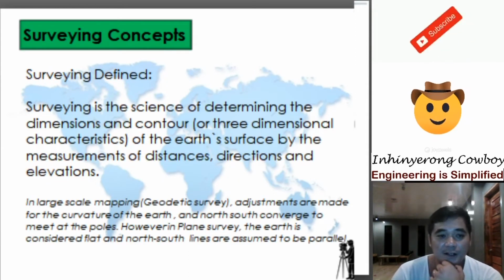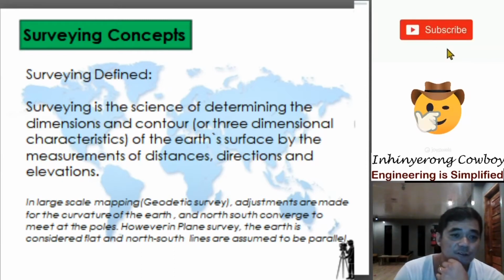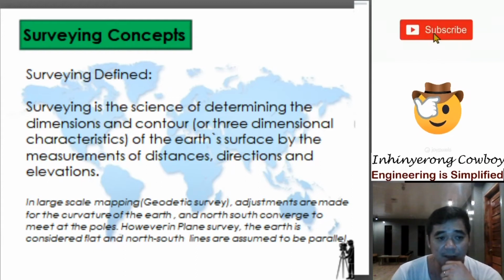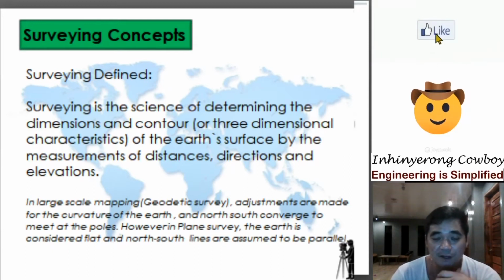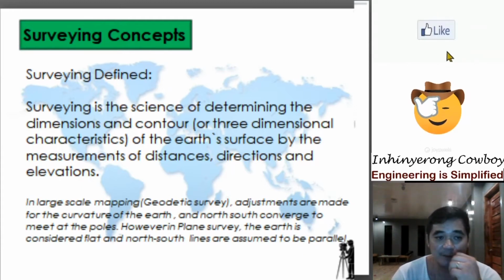Okay, so we will start the first topic of our module 1. Okay, so the surveying concepts. Surveying is defined as the science of determining the dimensions and contour or three-dimensional characteristic of the Earth's surface by the measurement of distances, directions, and elevations.